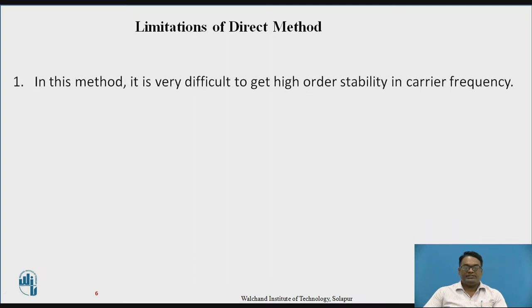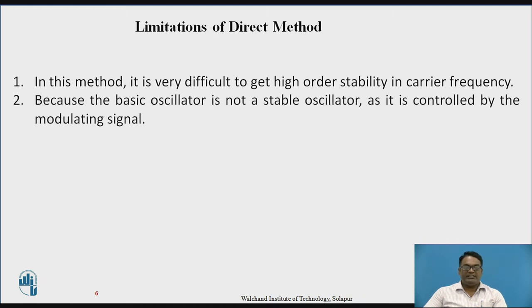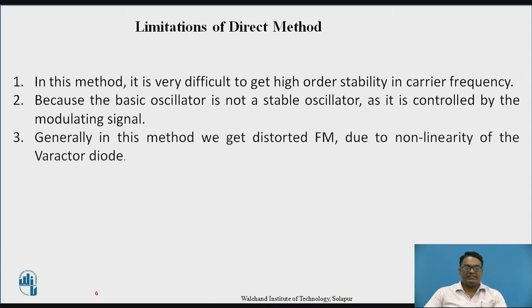First, in this method it is very difficult to get high order stability in carrier frequency. Secondly, as a basic oscillator is used, the circuit is not stable, and hence it is controlled by using a modulating signal. Thirdly, in this method we get distorted FM due to non-linearity of the varactor diode, which is in terms of the current and the discharging of the capacitor.